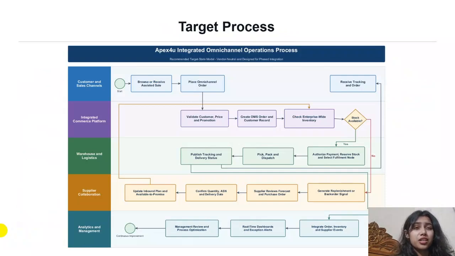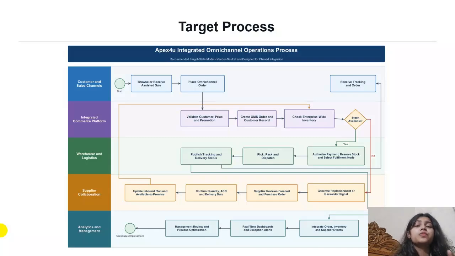Customer channels can connect with the integrated commerce platforms. Then information moves to warehouse, logistics, and suppliers. At the same time, the data goes to analytics. This creates a continuous feedback loop. For example, sales data can improve inventory decisions, while inventory data can improve product availability. So integration helps turn customer activity into operational action and better decisions.